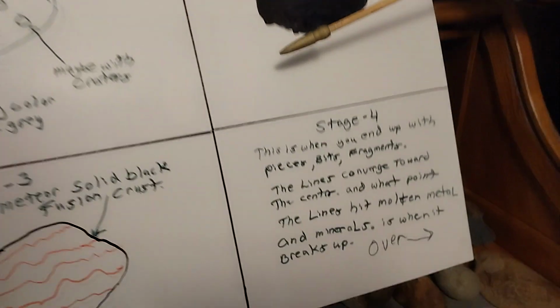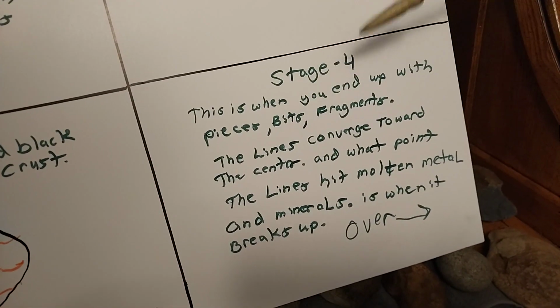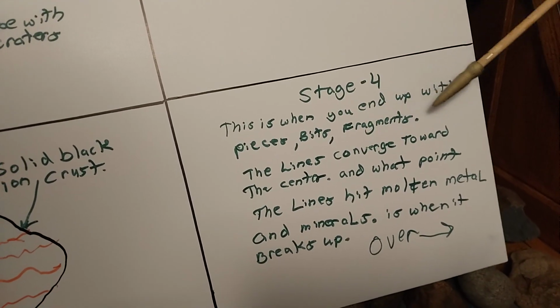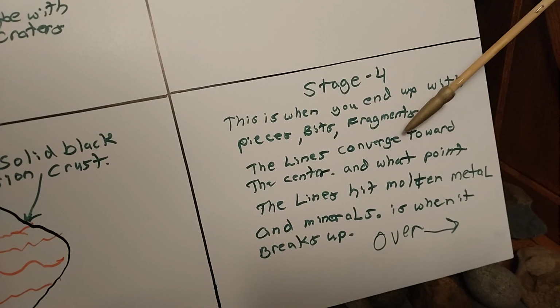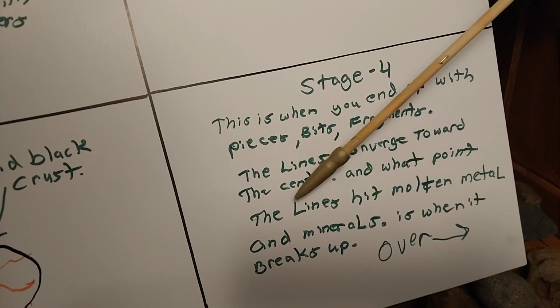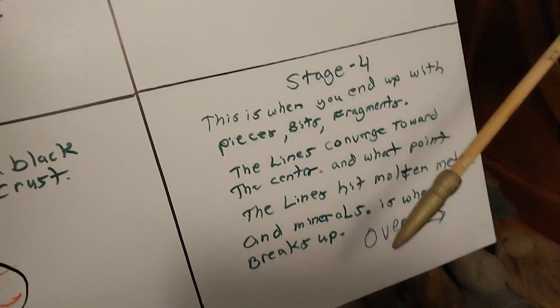All right, now we go over here to stage four. Stage four, this is when you end up with the bits and pieces and fragments. The lines converge toward the center, and at the point the lines hit molten metal and minerals is when it breaks up.